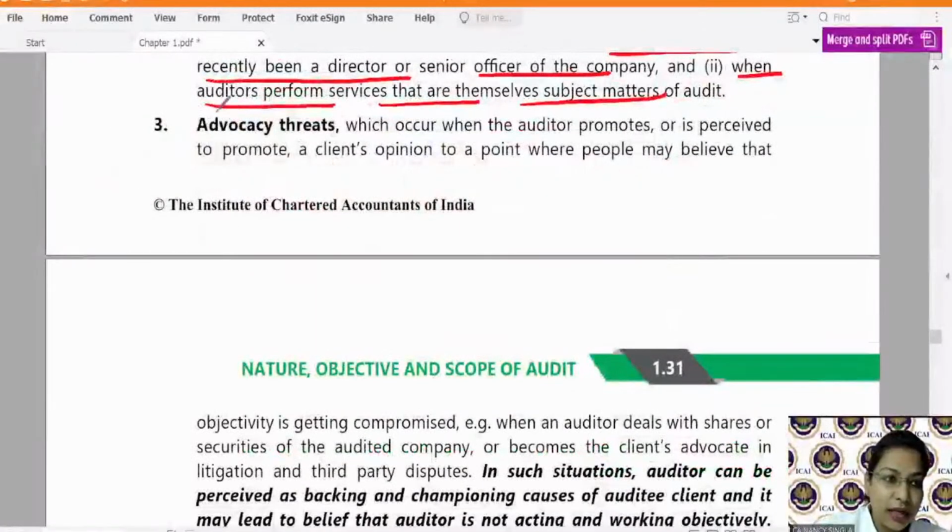Now, advocacy threat. What is meant by advocacy? Quickly send in your replies. And Yatiraj, now your doubt will get more clear here. Advocacy.